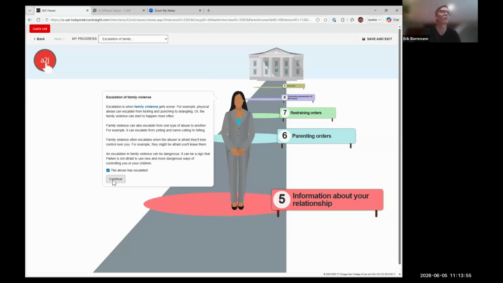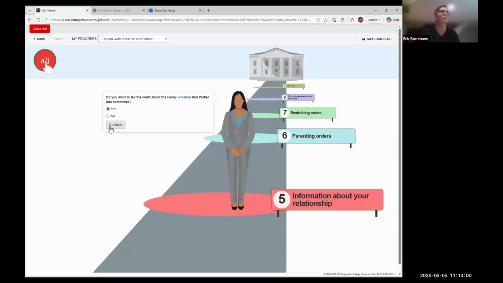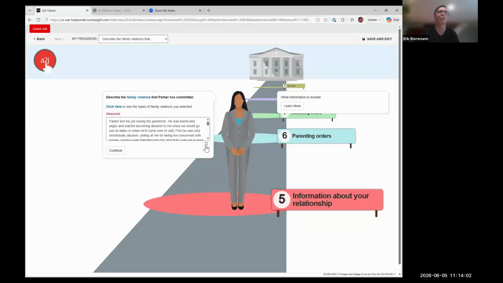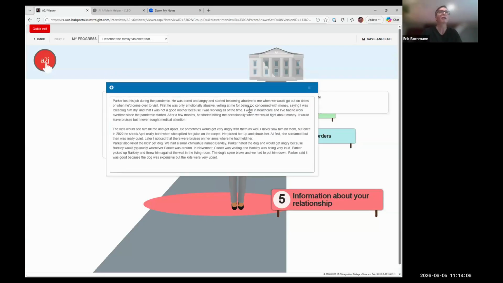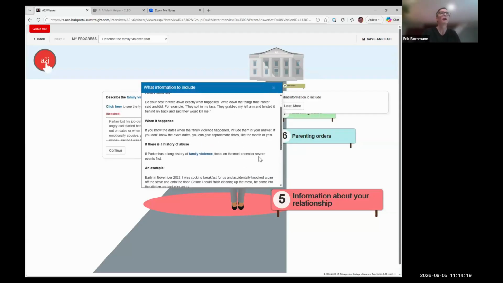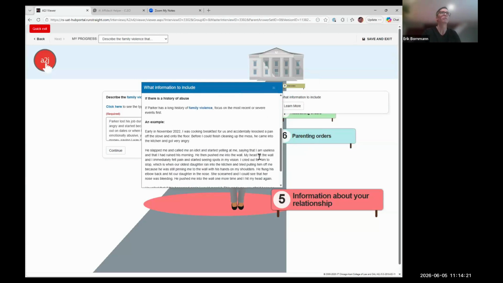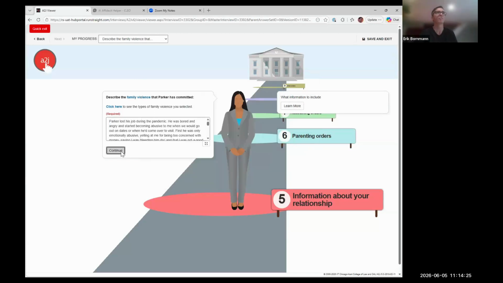And then what this does is it allows, and this would take 2 to 3 hours or more for a user to complete. And then based on the answers that they've provided by way of the close-ended questions, we are then guiding them to provide their narrative. So here, describe the family violence. And we're providing information on what to include. So instructions, context, and examples.